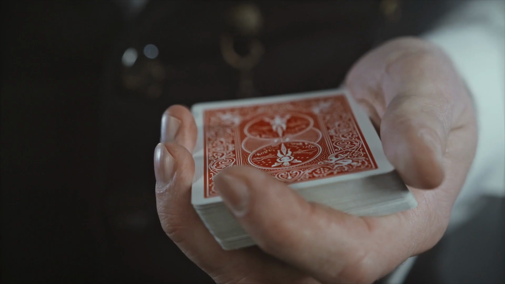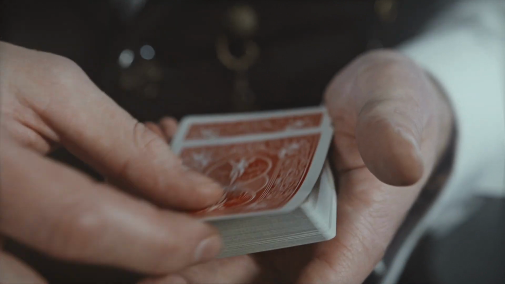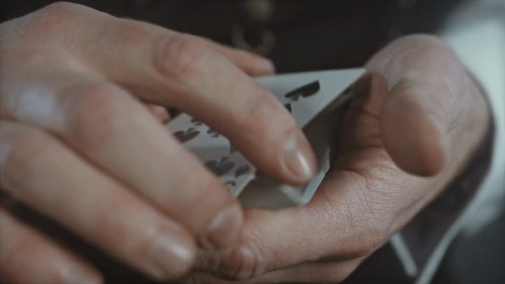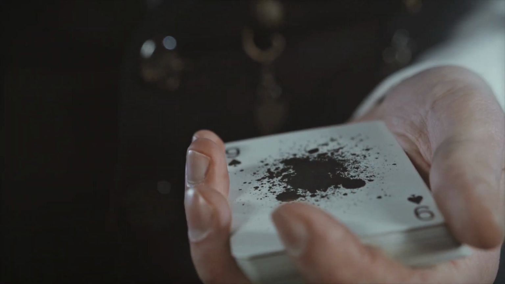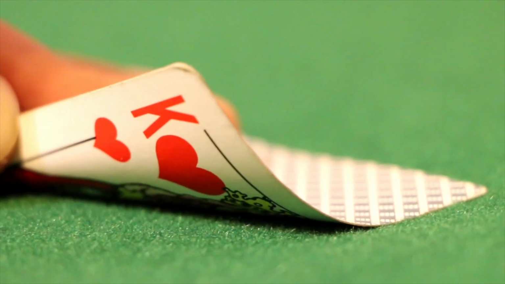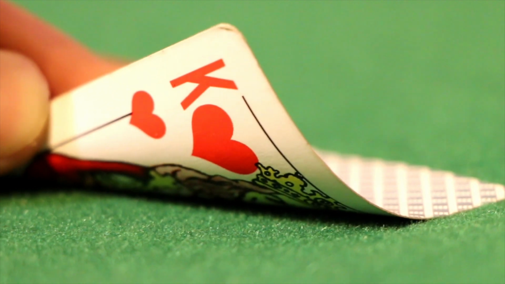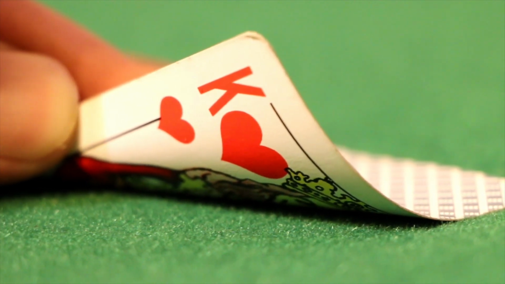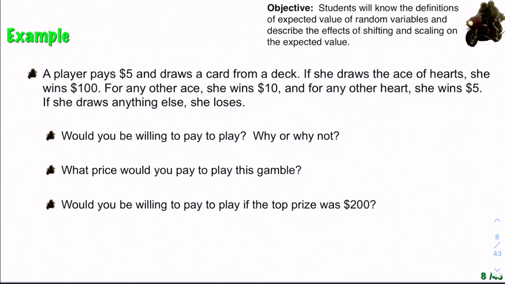For example, a player pays $5 and draws a card from a deck. So you are already down $5. If she draws the ace of hearts, she wins $100. It's pretty good. For any other ace, she wins $10. For any other heart, she wins $5. She gets her money back. If she draws anything else, she loses.